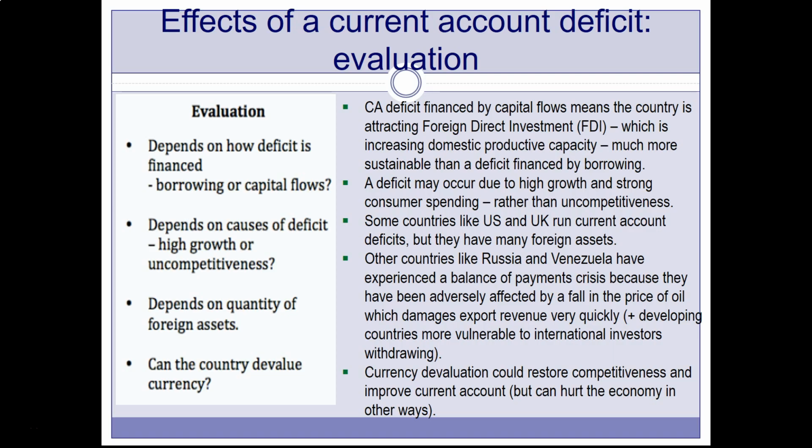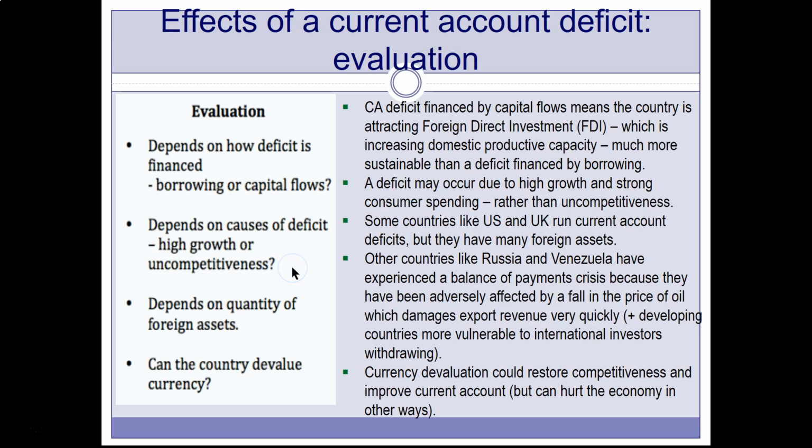So we are attracting investment from abroad, which can expand our production potential in the future. It shifts our production possibility frontier to the right. It expands our aggregate supply in the long run, which enables us to produce more products in the future. So it is definitely much more sustainable than a deficit financed by borrowing. So that's the first thing to note. Are we borrowing or are we attracting capital inflows? In the UK, we are attractive for foreign direct investment. That is one of the reasons why we can afford to run this deficit for so long.